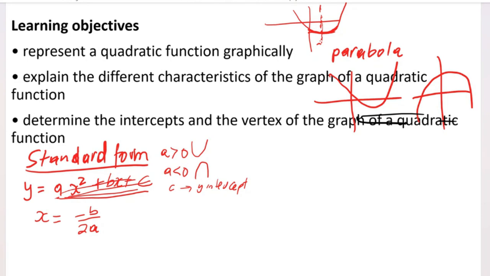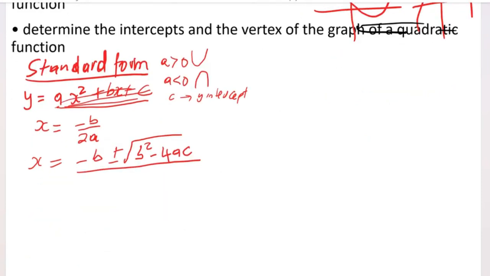And what else? The x-intercept. The x-intercept is where your graph cuts your x-axis. Sometimes you find these called the zeros. When you find a question that says find the zeros, you know you are looking for your x-intercepts. The formula for the x-intercepts is the famous one that we always know: x equals minus b plus or minus the square root of b squared minus 4ac, all divided by 2a. This is the formula you would use when you are trying to solve for your x, for your x-intercepts.